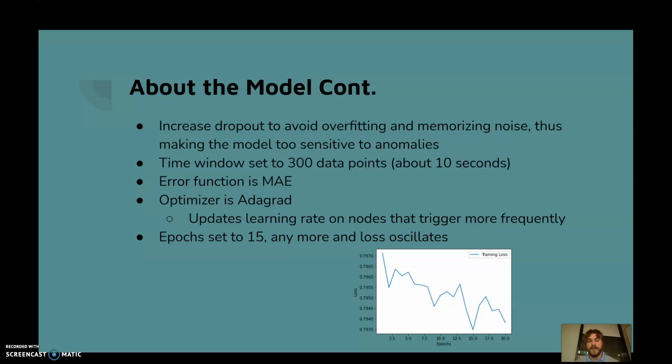The error function I use is MAE. I found this to produce a cleaner curve and decreased loss compared to the MSE.